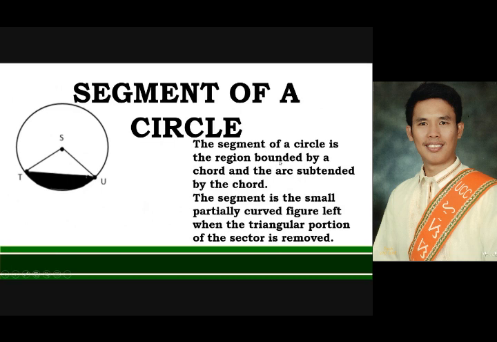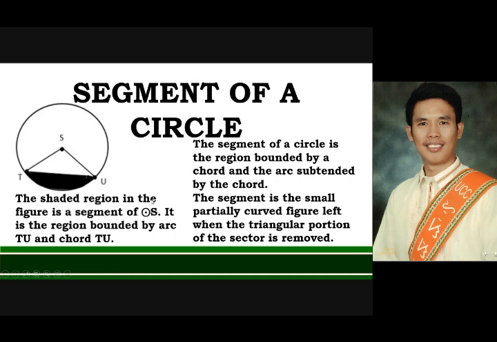The segment of a circle is the region bounded by a chord. So, this is the chord TU, and the arc subtended by the chord. The segment is the small partially curved figure left when the triangular portion of the sector is removed. Okay, when we remove the triangular form from the sector, the remaining part is the area of the segment. The shaded region in the figure is a segment of circle S. It is the region bounded by the arc TU and chord TU.